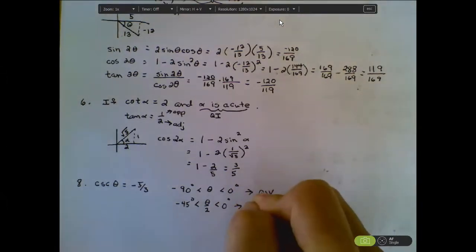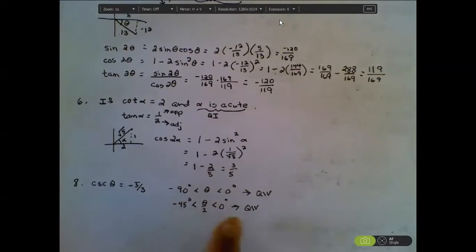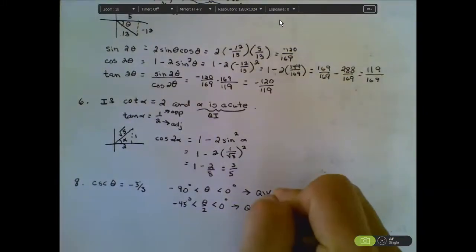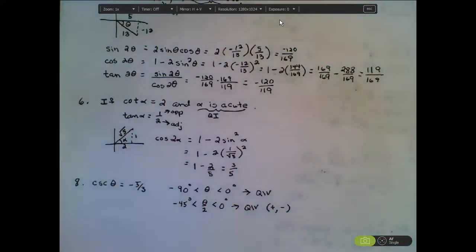Well, that happens to still be the 4th quadrant. So theta was in quadrant 4, theta over 2 is still in quadrant 4. And I know in quadrant 4, all of my x's are positive, but my y's are negative. And I'll tell you why that's important in just a second.